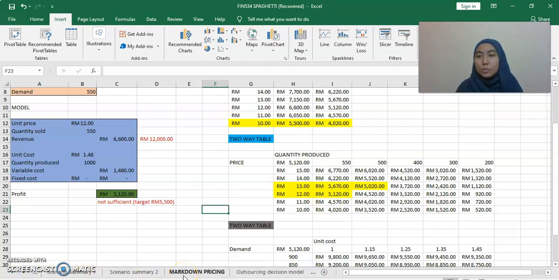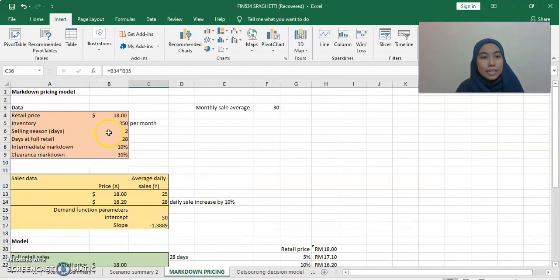Next, I would like to tell more about the markdown price. This is the data that I choose from the best scenario, which is 18 ringgit, and the inventory 250 per month, and the selling season is 2 days. I change it because 4 days is too much. Days at full retail is 28, and the intermediate markdown is 10%, and the clearance markdown is 30%, where I need to clear my stocks.